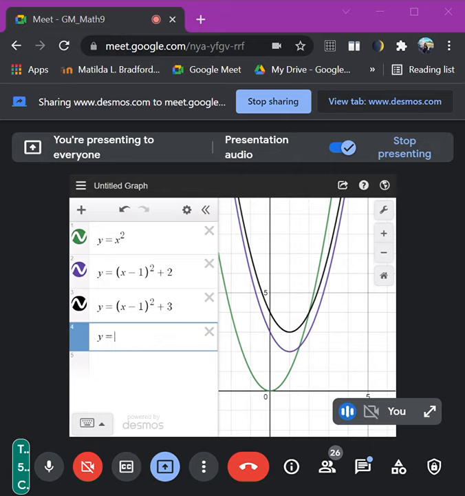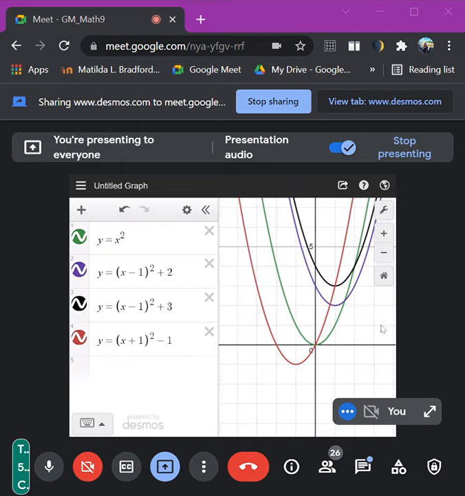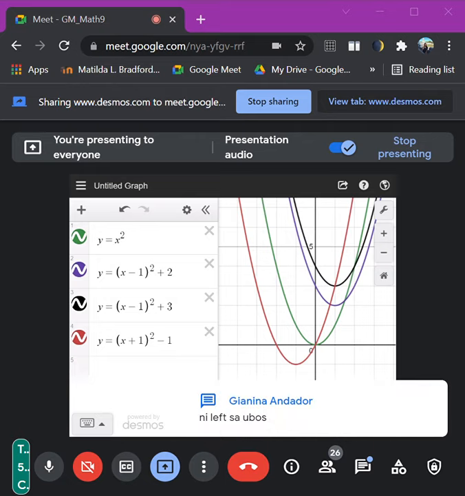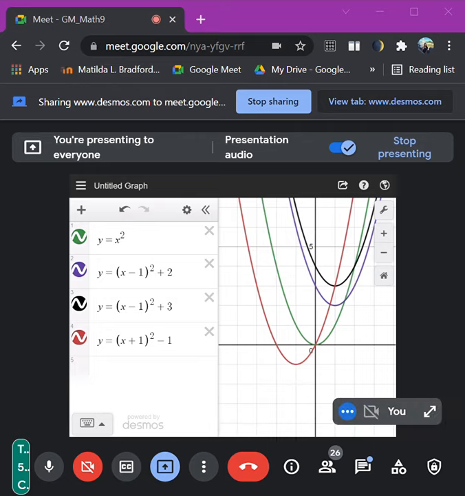Now, for our next one, we have y is equal to x plus 1 squared and then negative 1. Here is our basis, our parent function, the green one, and then the red one is our fourth equation or function. So, what happened? It shifted left because of the negative 1 h, then it moved down because of the negative 1 k.